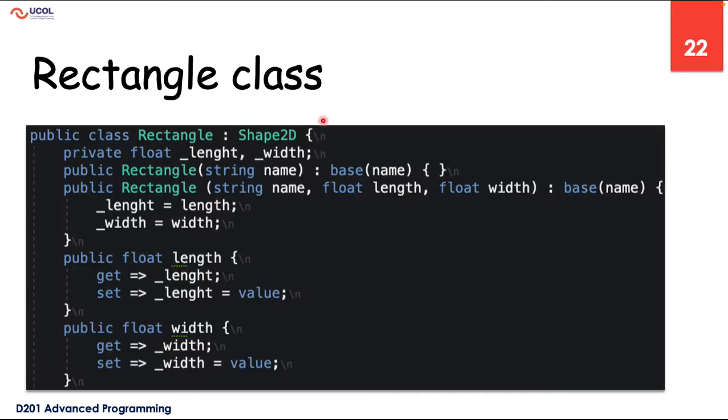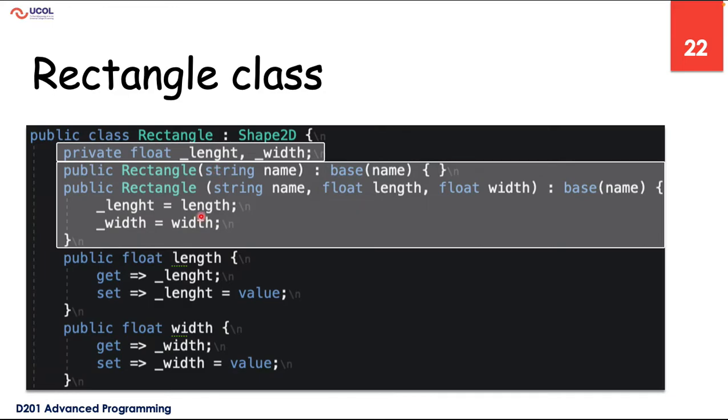Again, we talk about the rectangle. In the rectangle we have a rectangle which is the child class of shape 2D. It has length and width, two sides, and these are the two constructors. Again, we can have multiple constructors. In one we only provide the name, and that name is provided to the base class, that is shape 2D. Shape 2D passes that name to the shape class, and then eventually the name property in the shape class has been initialized with the name that has been provided here.